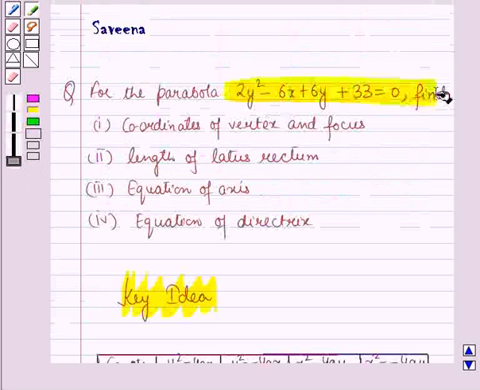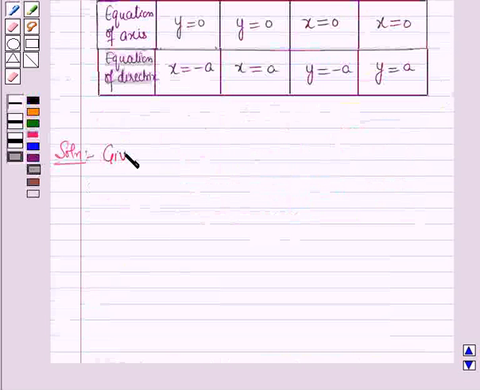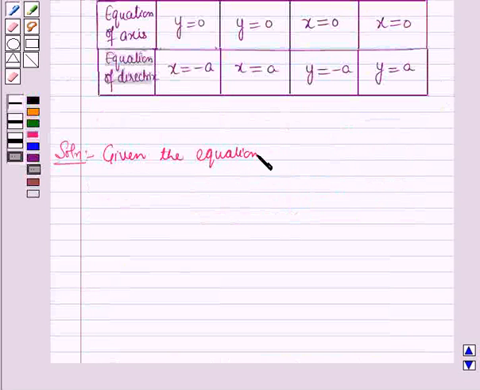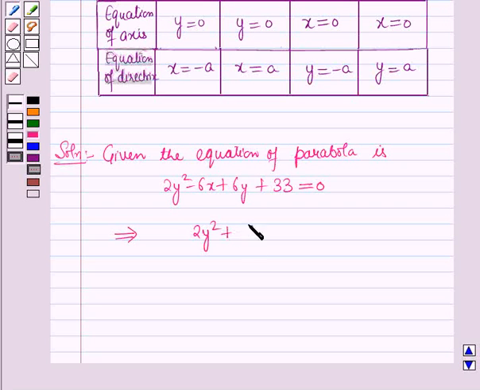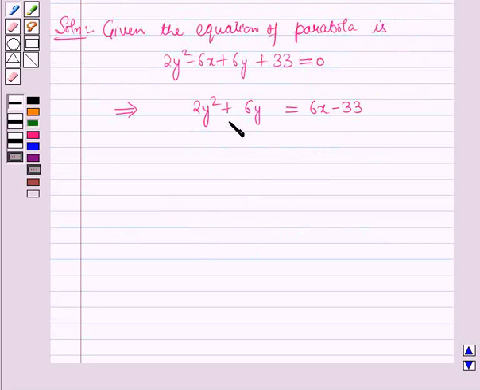Now, the equation of parabola is given to us. Given the equation of parabola is 2y² - 6x + 6y + 33 = 0. This can also be written as 2y² + 6y = 6x - 33. Now dividing throughout by 2, this implies y² + 3y = 3x - 33/2.